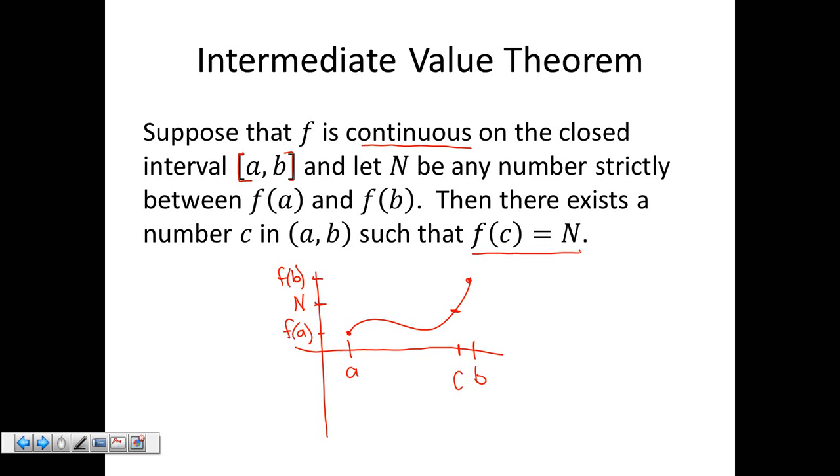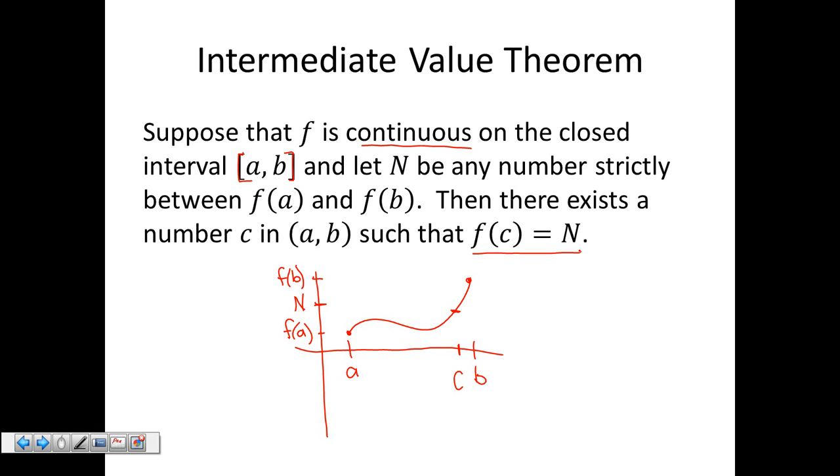All the intermediate value theorem says is if I start at this y value and I have to get smoothly up to this y value, then I have to include everything in between it. So it sounds complicated, but it's really not.